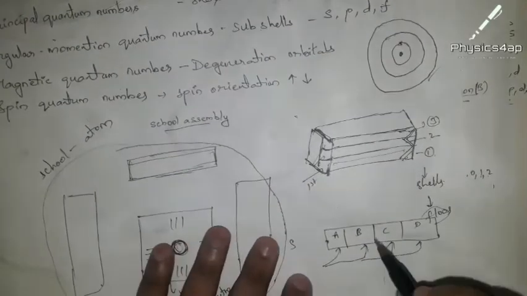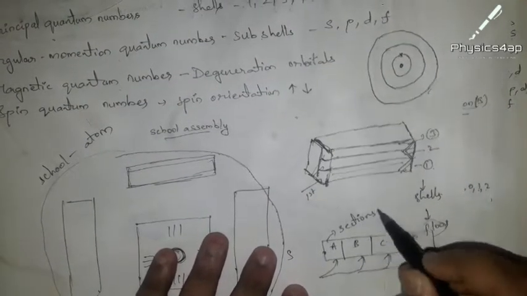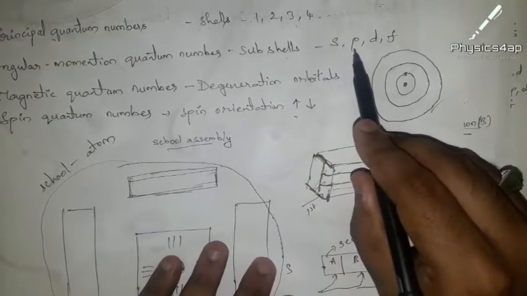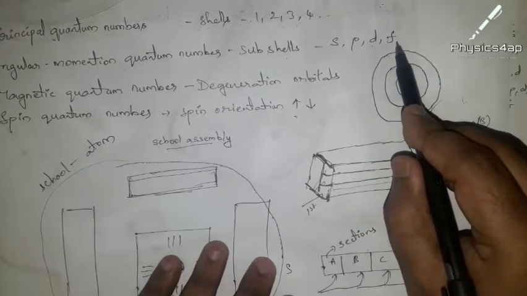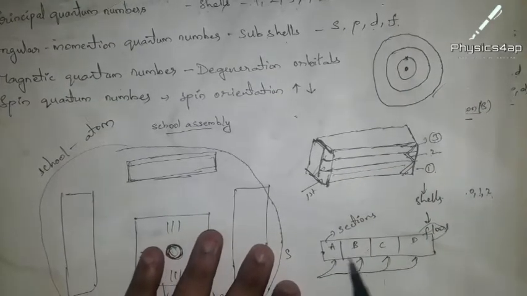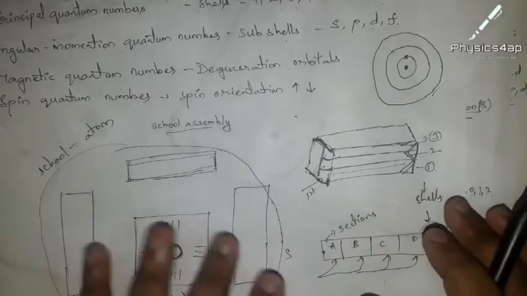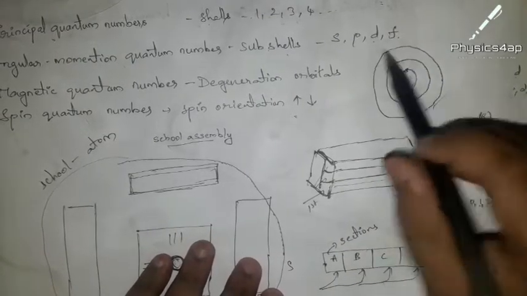What we call in our school language the sections, here we call the subshells. That is the S section, P section, D section and F section. The same thing we have in our schools: A, B, C sections, or Mavericks, Stalwarts. Likewise, the first floor people will go to the S section.